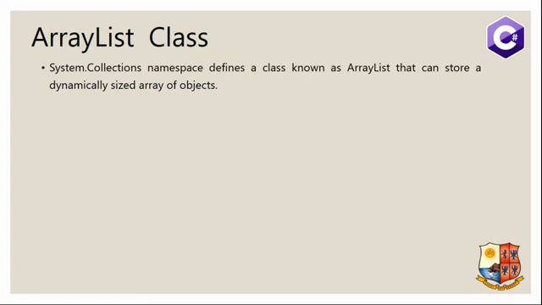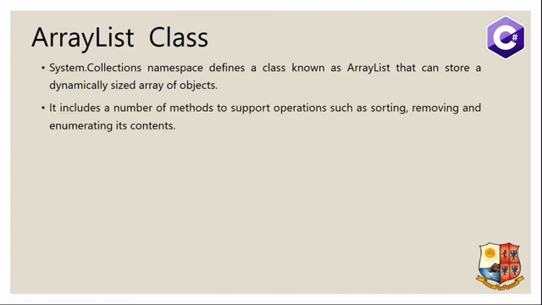When I say array of objects, there comes one more advantage for us. For an array, you have to give a specific data type, and it creates only in that data type, which means you can't store anything else, you can't do boxing, unboxing there. But when it comes to array list, you have an array of objects. An object can store any data type you would like to have. I've just used a few examples here. Anyway, it includes a number of methods to support operations like sorting, removing, enumerating its contents, etc.